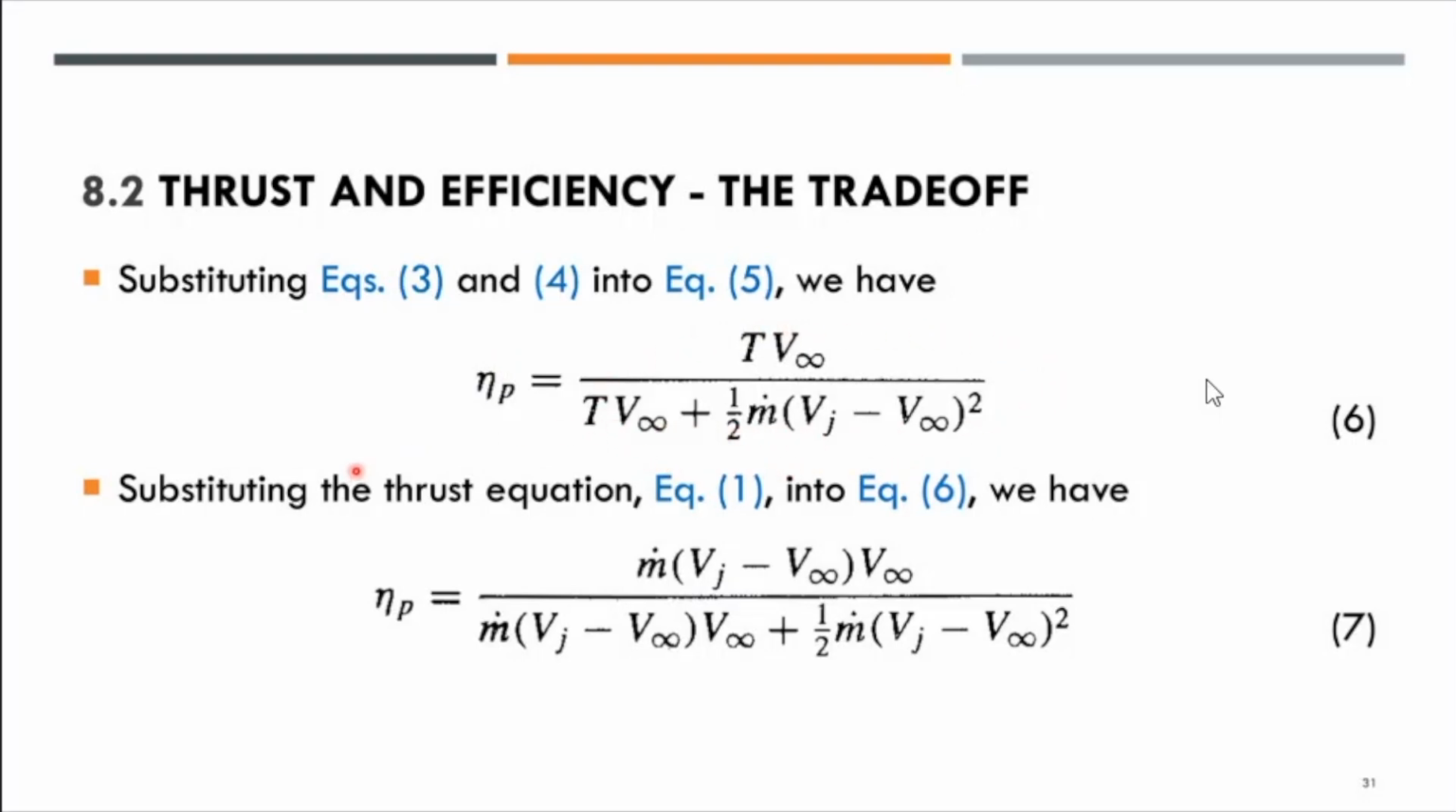Substituting the thrust equation, which is equation 1, into equation 6, we substitute T equal to m dot times (Vj minus V infinity). So we will substitute this T, which comes from equation 1, into equation 6. Then we have equation number 7.